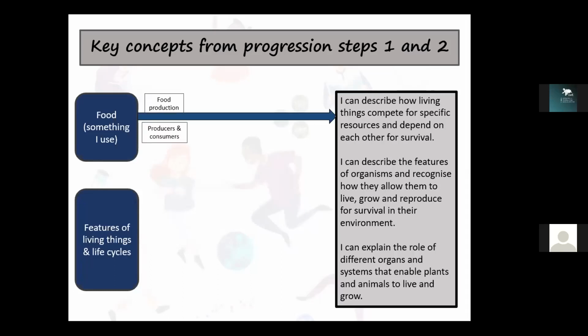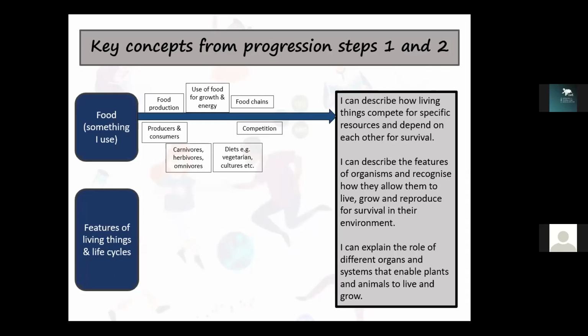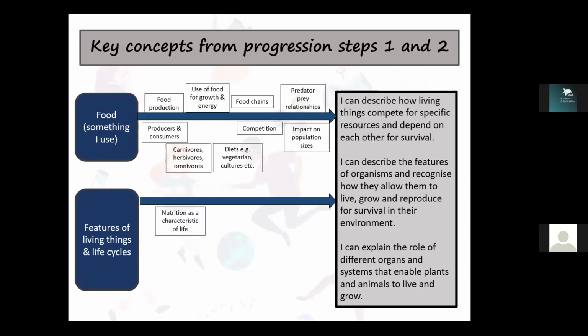They'd look at food production. They'd then introduce the words producers and consumers and be thinking about what they mean and developing their understanding. As we move forward, we might introduce the terminology of carnivores, herbivores and omnivores and the different feeding relationships. So looking at diets, and the use of food in the body for growth and energy. We'd then look at food chains and how we move energy through the food chains. We'd look at competition between species, and then we'd look at predator-prey relationships and how this impacts on population size.